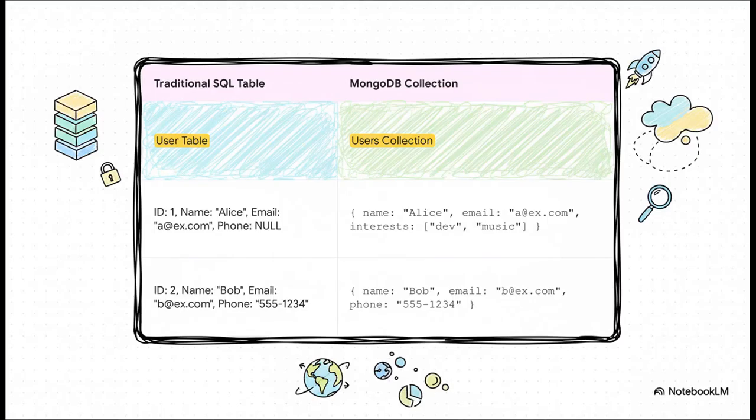And this slide, wow, it just lays it all out perfectly. Over on the left, you've got the old way, the traditional SQL table. See how Alice has that phone field? It's just sitting there, empty, null. It's basically wasted space. But then look to the right at the MongoDB collection. Alice doesn't even have a phone field, but hey, she's got a list of interests. Bob, on the other hand, has a phone but no interests. See? Each record or document can have its own unique structure. That's the flexibility we're talking about.